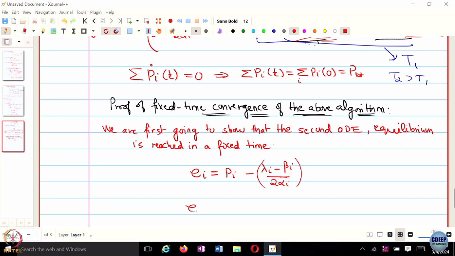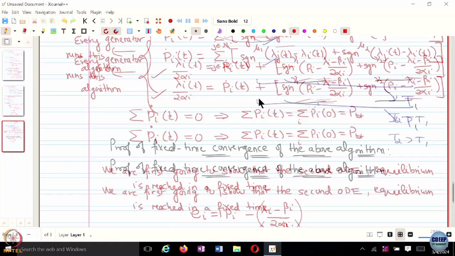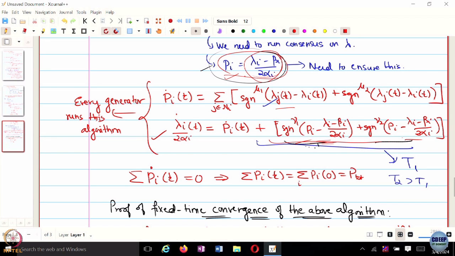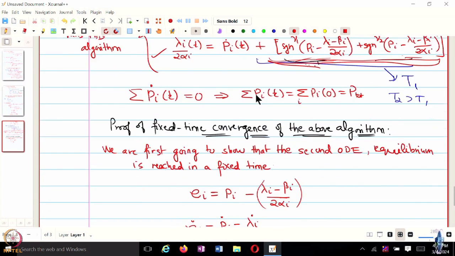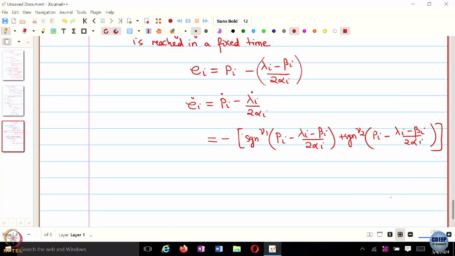Right? So what is e_i dot? It's p_i dot minus lambda_i dot over 2 alpha_i. And if I look at p_i dot minus lambda_i dot over 2 alpha_i, that is nothing but minus of this quantity, right? So which is going to be negative. And what is the term inside this bracket? It's e_i, right? So what do we get? e_i dot is negative. Is this clear?